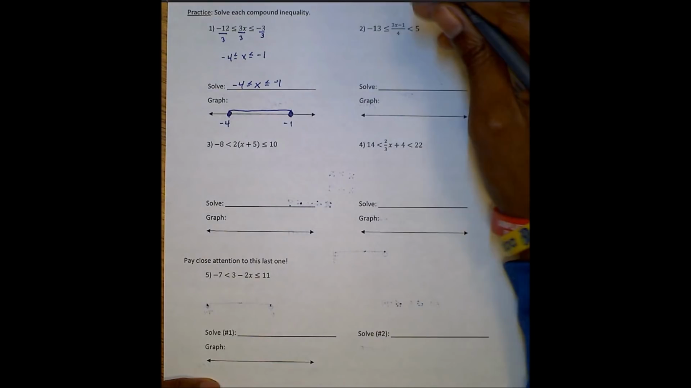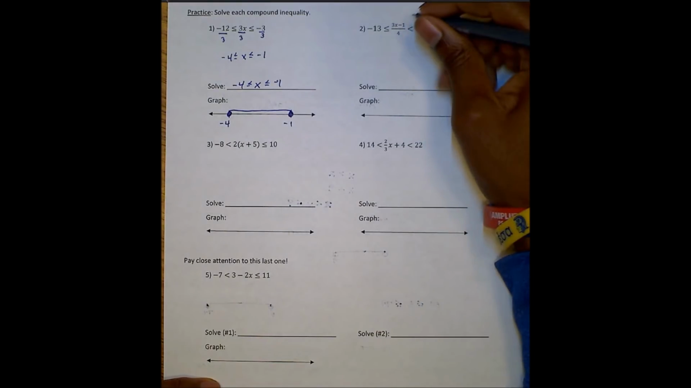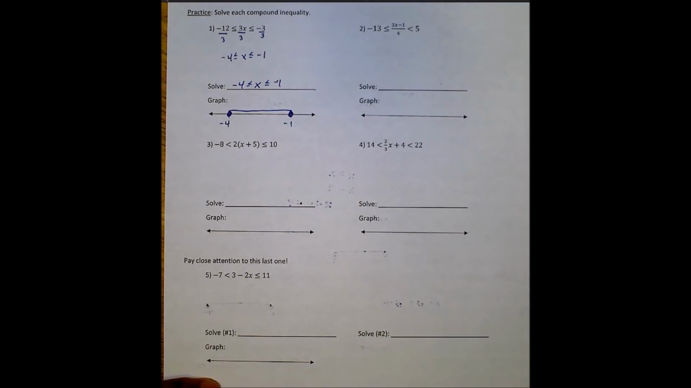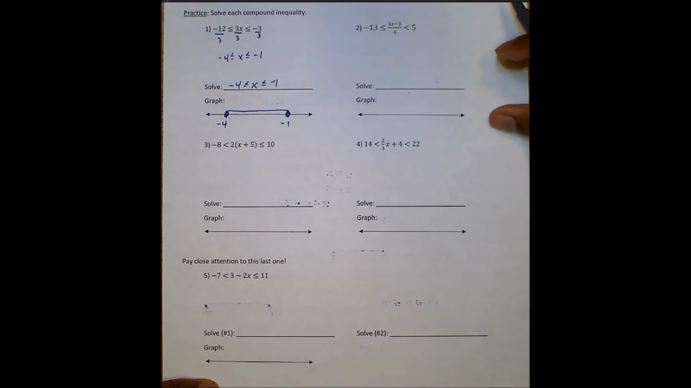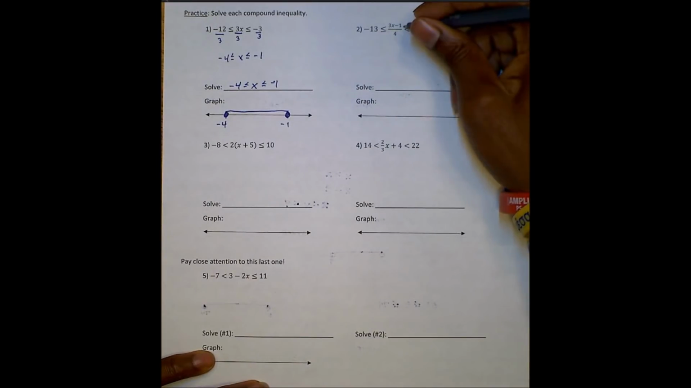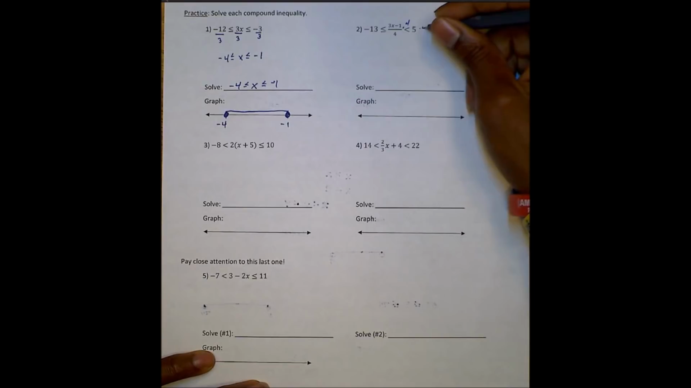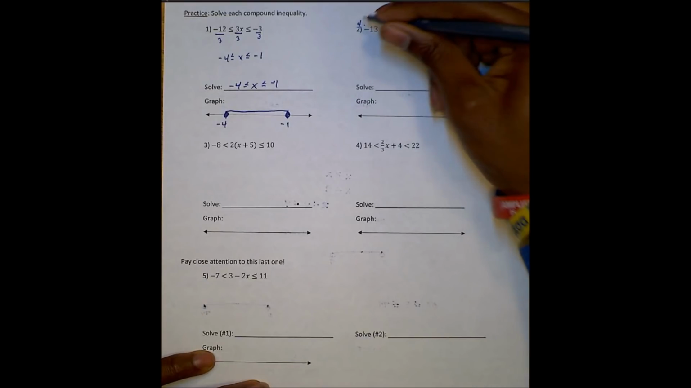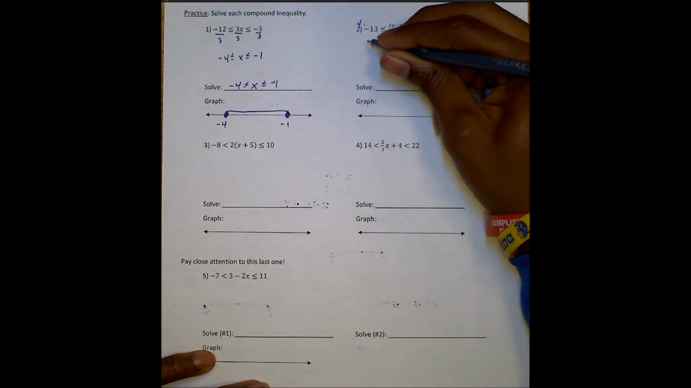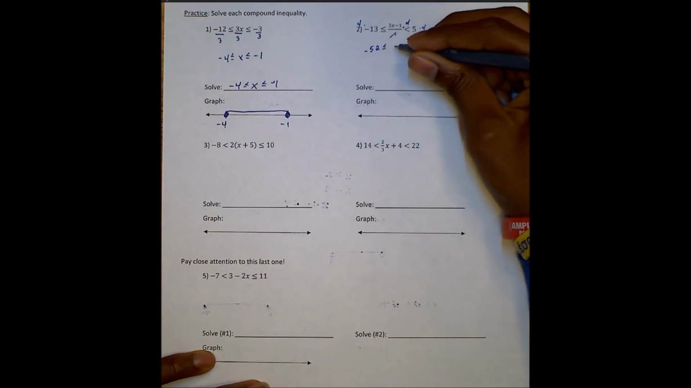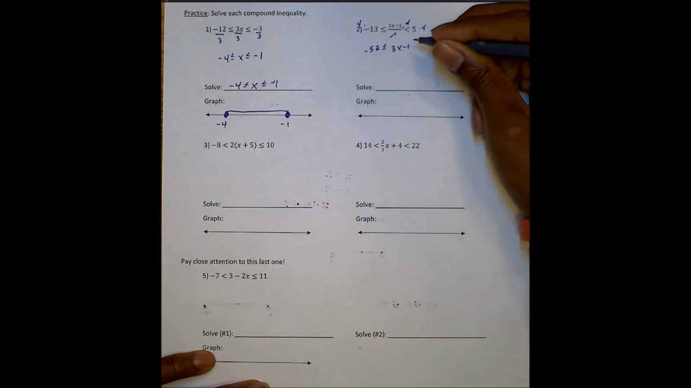Number 2, again trying to get this x by itself, so I'm focusing on the middle. First thing that I want to deal with is that fraction, and I can get rid of it by multiplying both sides by 4, or every side by 4. And so that will give me negative 52 on the left is less than or equal to 3x minus 1, which is less than 20.